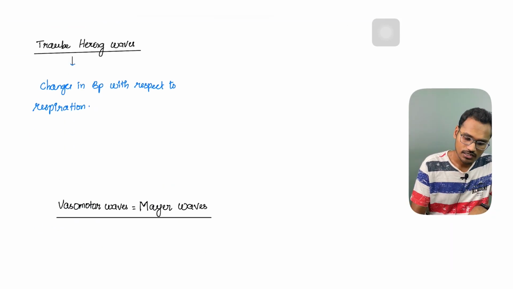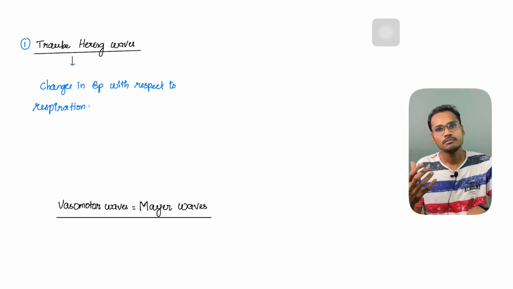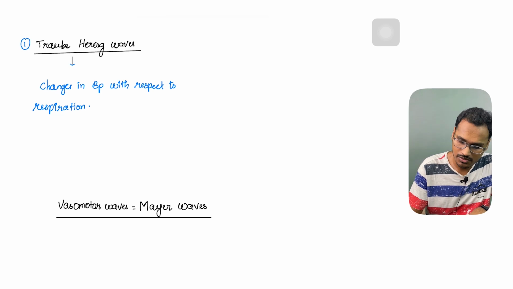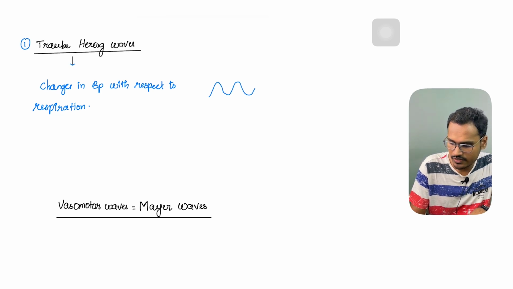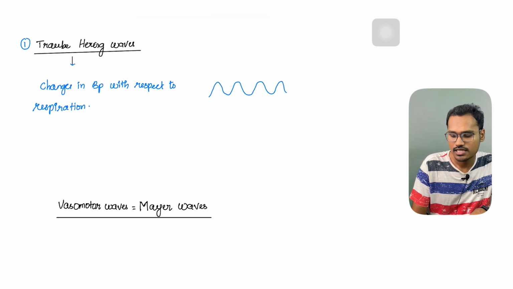One of them is the Traube-Hering wave. What is this Traube-Hering wave? The changes in BP with respect to respiration is called Traube-Hering wave. The concept is pretty simple. Whenever we are taking a normal inspiration and expiration, there is a fluctuation in the BP. Why is it happening like that?